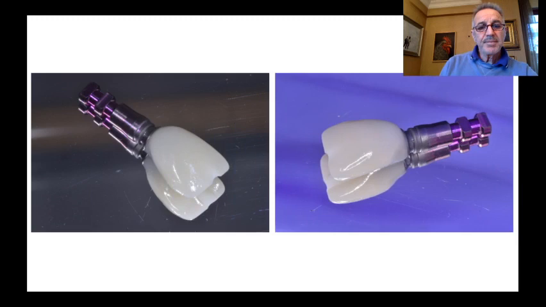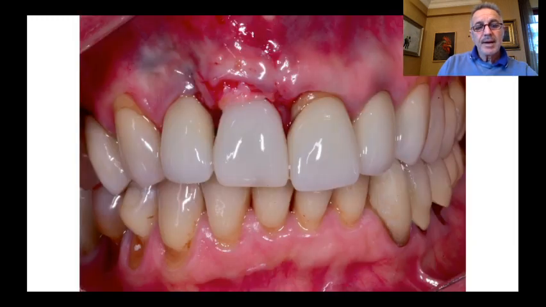This is after printing and glazing. This is the IMAX crown, and crown in. As you can see here, it is slightly shorter than the other one because of the protrusive movement of the jaw.